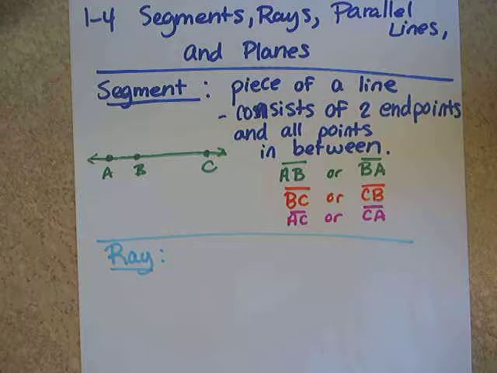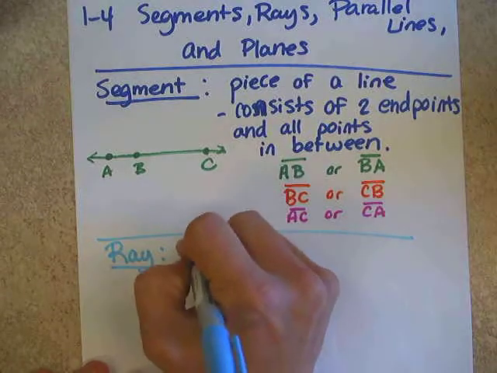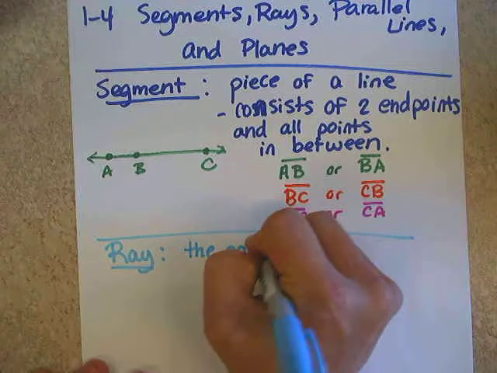And based on what we know about light, if there were nothing there to stop those rays of light, what would happen with them? They go on forever, right? Because that's what a ray does. It starts at an end point and goes on forever in one direction.